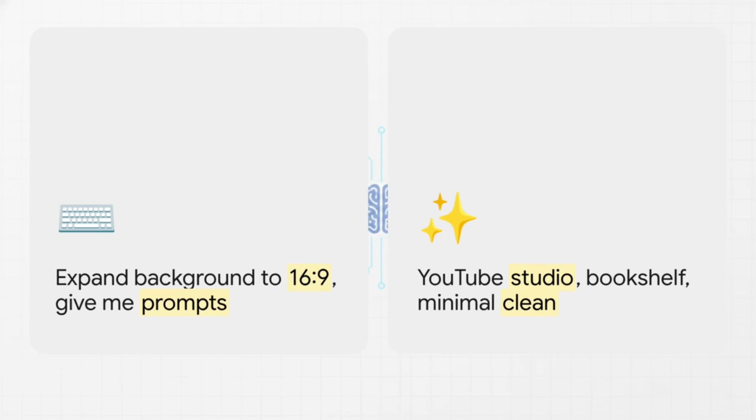Now check out the difference between the input and the output here. Alongside your photo, you really only need to type a super basic request, something like expand the background to 16 by 9, please give me some background generator prompts. And ChatGPT does all the heavy lifting. It outputs these rich, descriptive aesthetics like YouTube studio background, bookshelf, minimal, clean. Basically, it bridges the gap between your simple idea and the highly optimized language that an image generator actually understands.